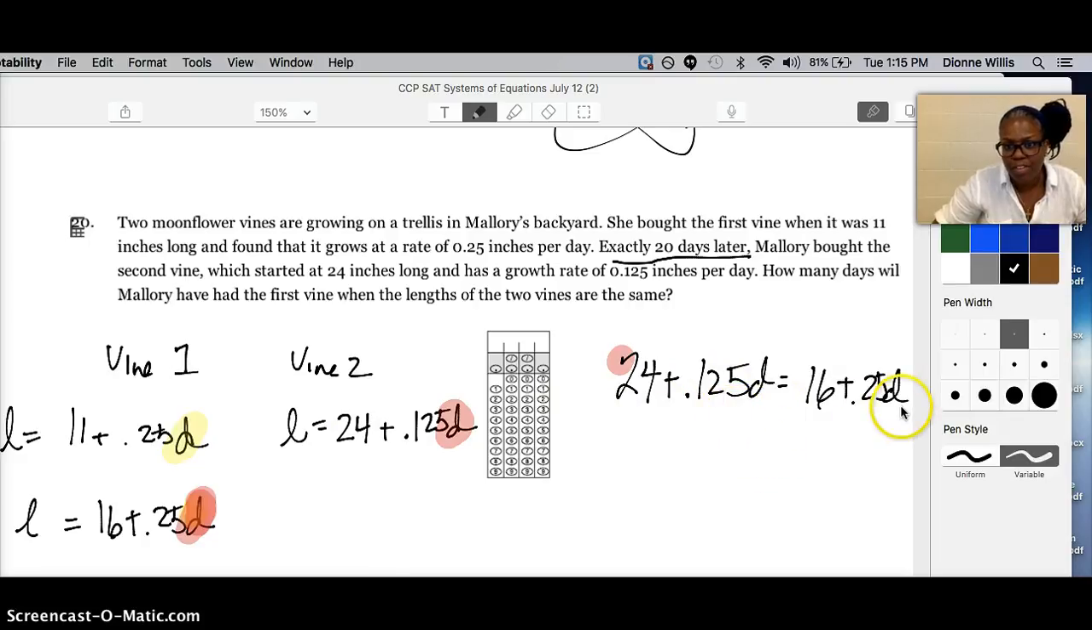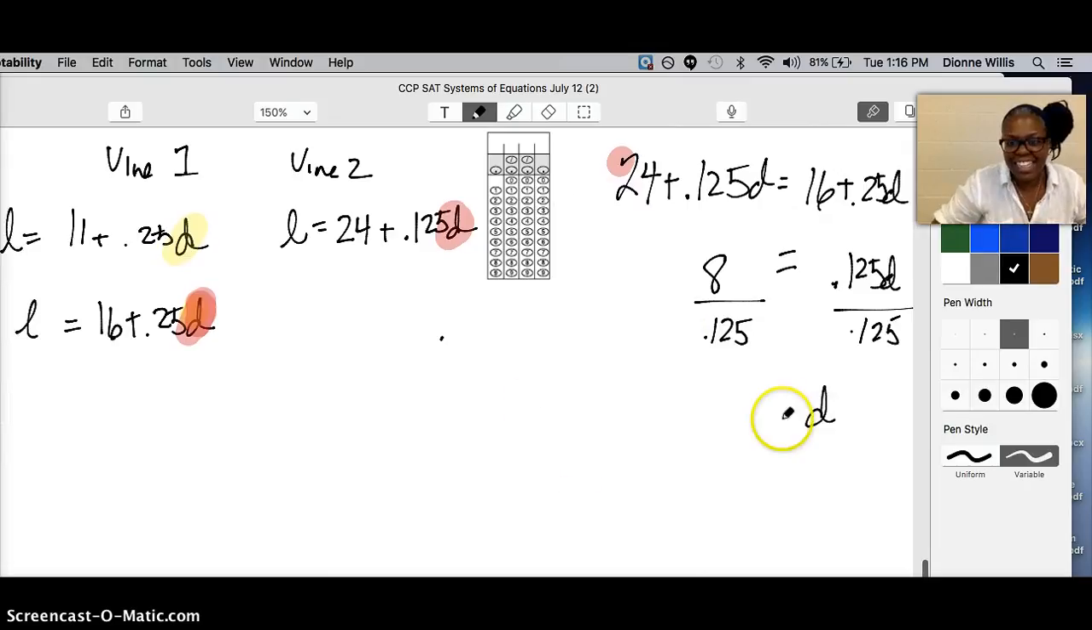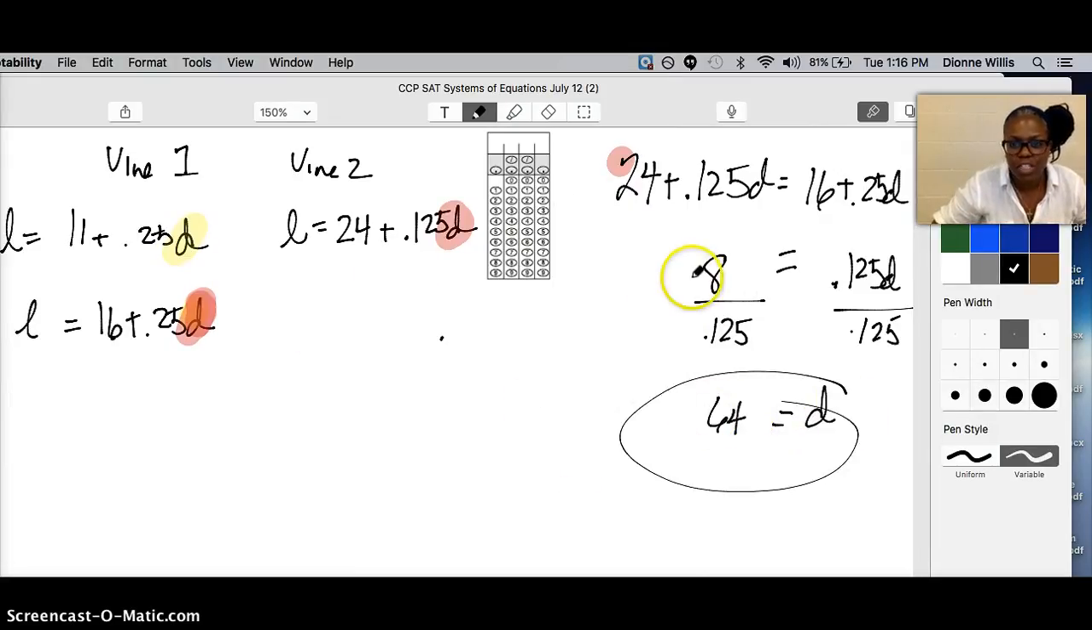I'm going to subtract 0.125D from both sides, and on this side I'm left with 0.125D. If I subtract 16 from both sides, on this side I'm left with 8. When I divide both sides by 0.125, I get 64. Oh, you can't see that. Let me scroll down a little bit. That D is equal to 64. So it takes 64 days for them to reach the same height after the original 20 days. Then I have to add 20 back into the equation, and that's how I get my answer.